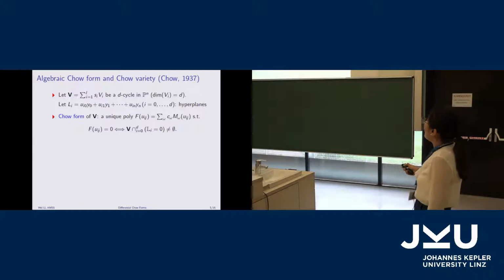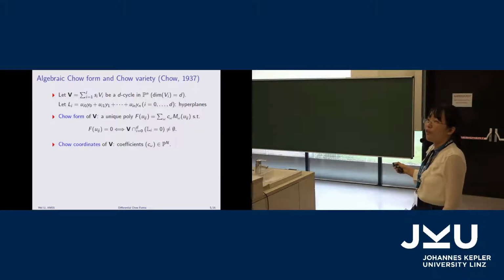So the vanishing of the Chow form on the coefficients of the Li gives a necessary and sufficient condition for the variety and the d+1 hyperplanes to have a non-empty intersection. Then the coefficient vector of the Chow form of the variety is regarded as a point in a higher dimensional projective space, depending on how many monomials are in the Chow form. And this coefficient vector is called the Chow coordinate of the variety.